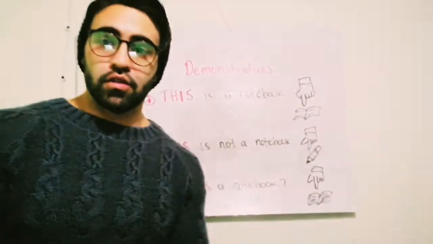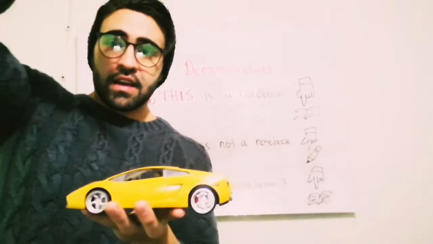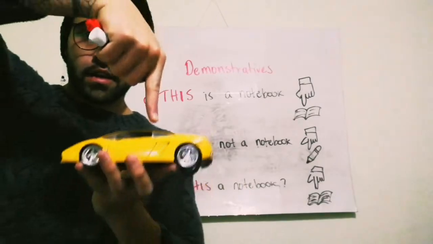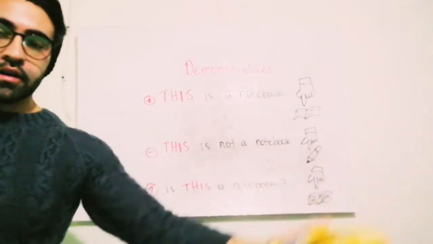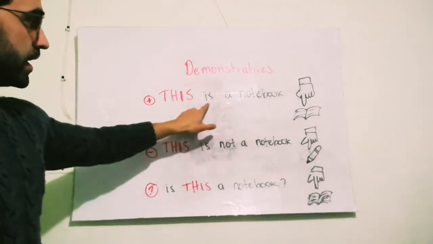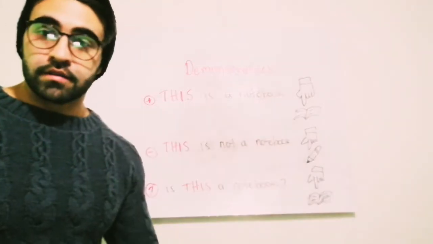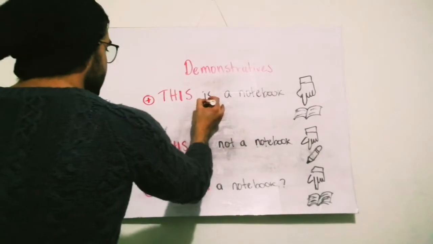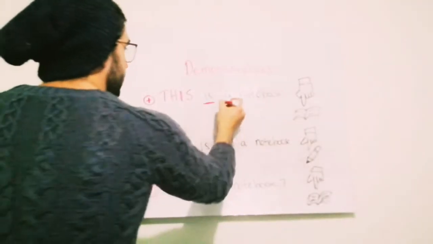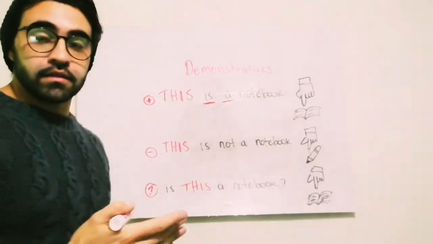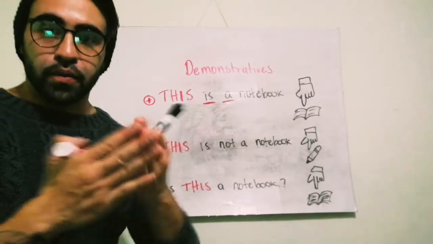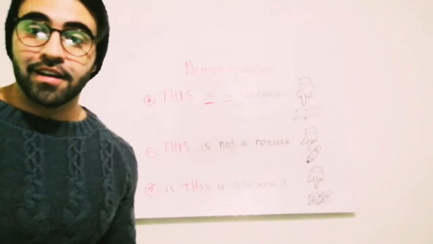When you talk about short distance, remember the car? I say this is short distance, this is long distance. Short distance, long distance, right? So for example, I say this is a notebook, right? We say "this is" because it's singular, it is just one. Then we have "a," that indicates that it is singular, and we say notebook. So I say this is a notebook.